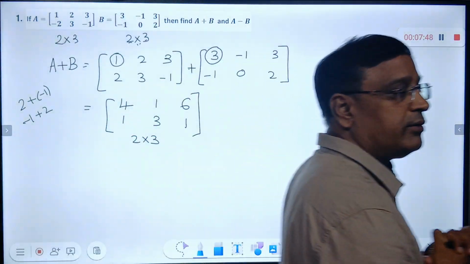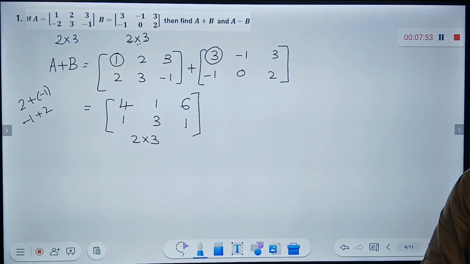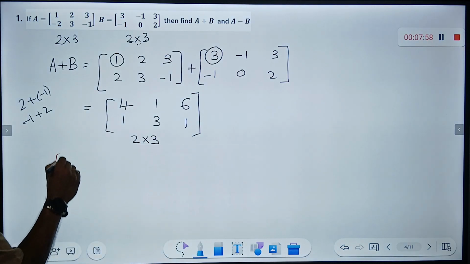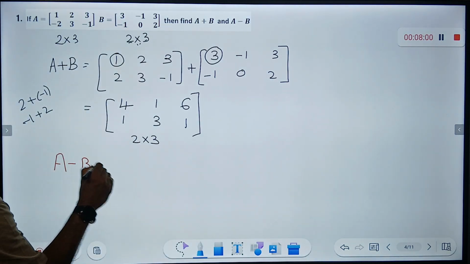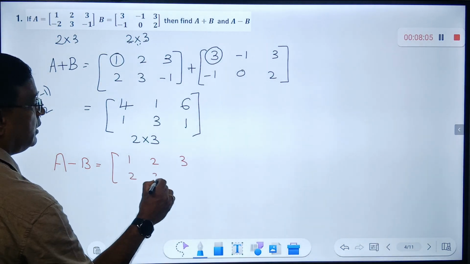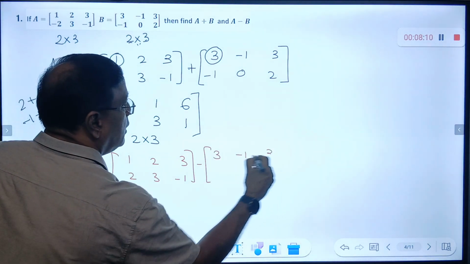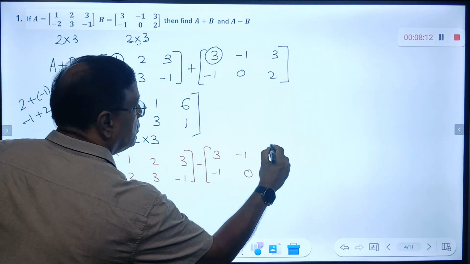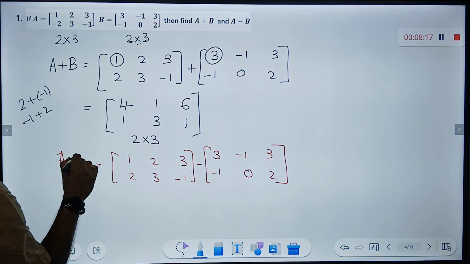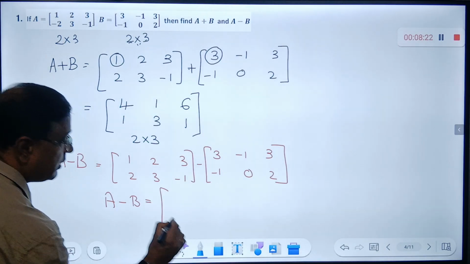So my definition is clear. If you want to add two matrices, both the matrices should be of the same order and the corresponding elements are added. Now I'll try to find what A minus B is. Let's find A minus B. A is 1, 2, 3, 2, 3, minus 1. And B is 3, minus 1, 3, minus 1, 0, 2. Now how do I find A minus B? Corresponding elements are to be subtracted.